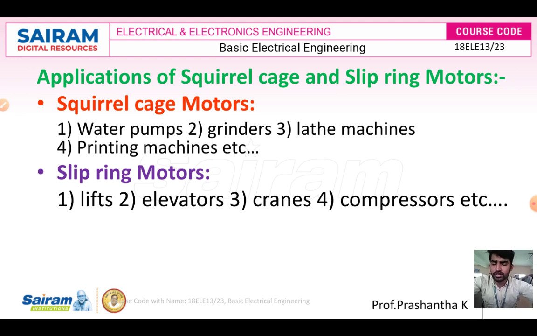The squirrel cage rotor has a cage like structure, and 90% of induction motors are squirrel cage rotor motors. Slip ring motors we use in lifts, elevators, cranes, and compressors. Wherever heavy load or heavy mechanical output is required, there we use the slip ring induction motor. In about 90% of industries, the squirrel cage induction motor is widely used.